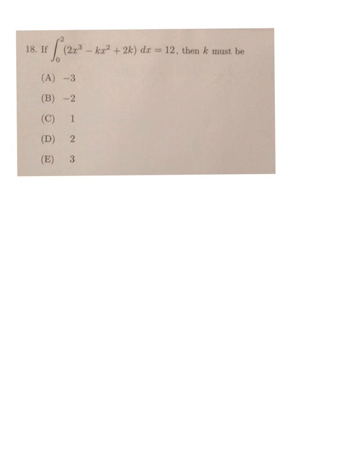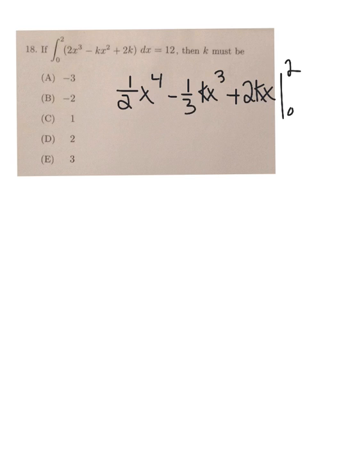All right, 18, the answer is E. So let's look at this one. We have to integrate, right? So that's going to be 1/2 x to the 4th minus 1/3 kx cubed. K is just a constant, so treat it like a number. And then here we have plus 2kx. And I know I'm going to evaluate that from 0 to 2, right?